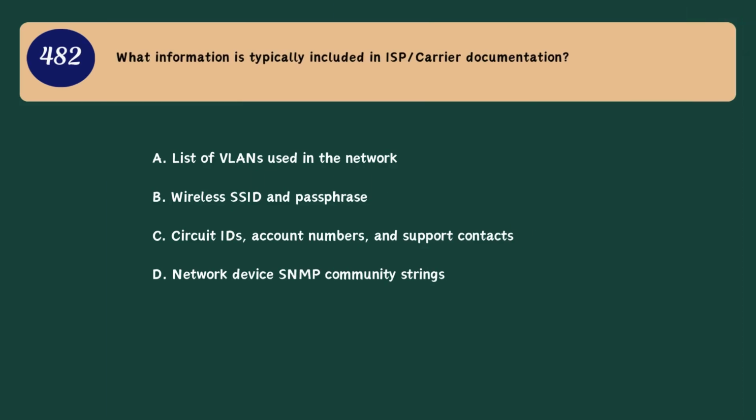Question 482. What information is typically included in ISP carrier documentation? A. List of VLANs used in the network. B. Wireless SSID and passphrase. C. Circuit IDs, account numbers, and support contacts. D. Network device SNMP community strings.